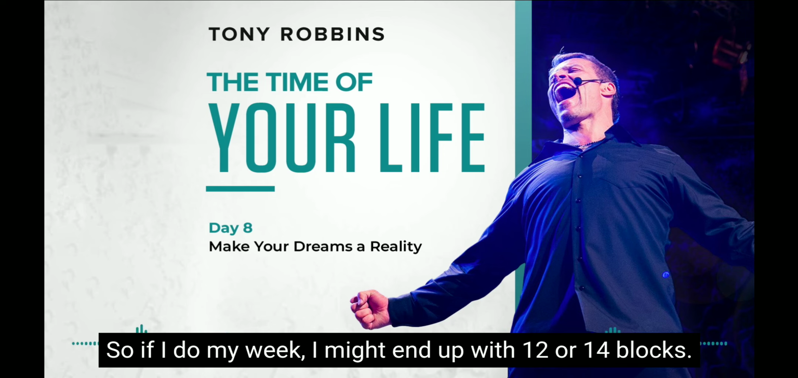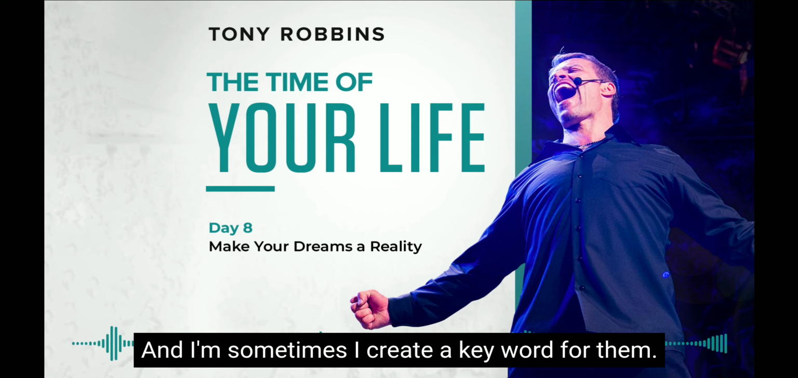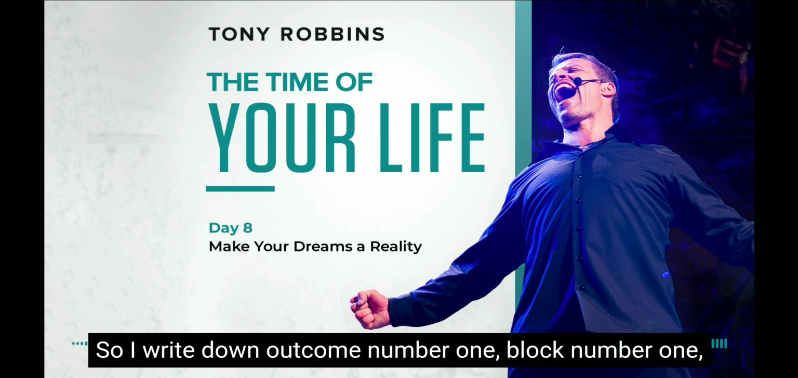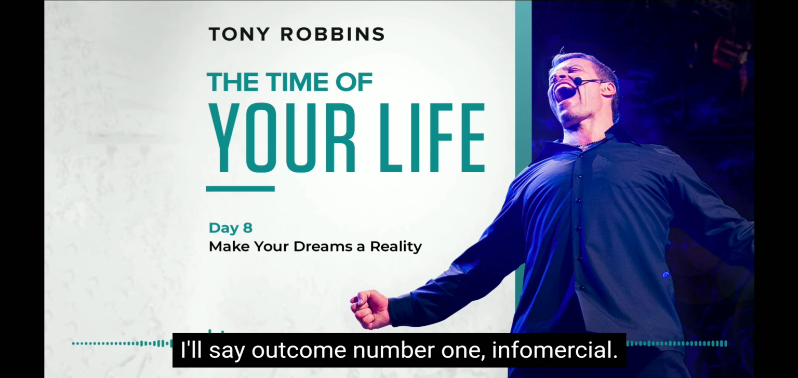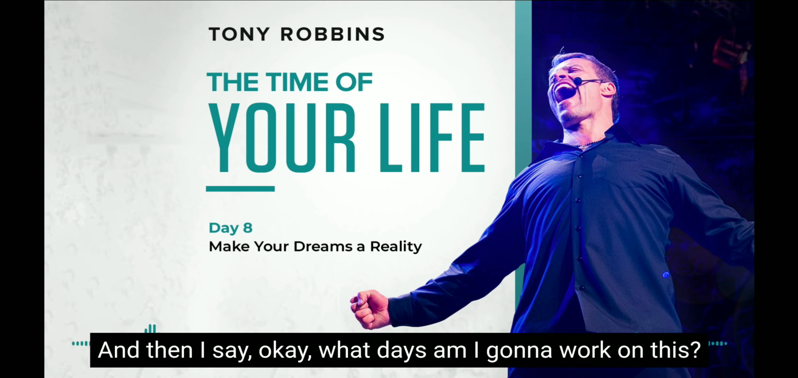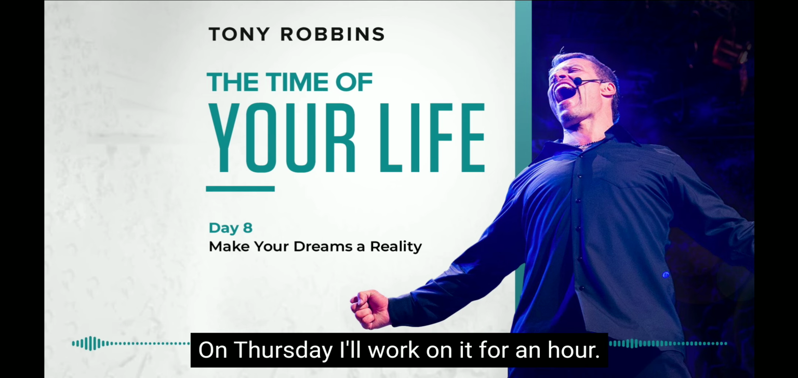So if I do my week, I might end up with 12 or 14 blocks. I number them so they're easy to remember what they are. And sometimes I create a keyword for them. So I write down outcome number 1, block number 1, which is make major progress on my infomercial. I'll say outcome number 1, infomercial. And then I say, okay, what days am I going to work on this? And I go, on Monday, I'll work on it for 2 hours. On Thursday, I'll work on it for an hour.